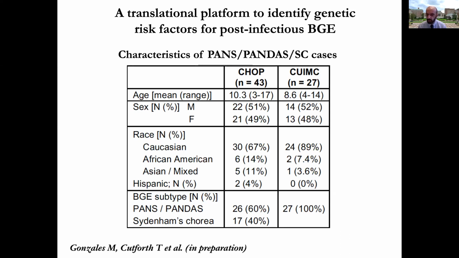And basically the subtype, the majority are PANDAS and PANS, but we did have 17 patients that had syncytial. And so we were able to determine commonality and differences in these genetic risk factors. And this again has been a great collaboration between Mike Gonzalez in the laboratory of Hakon Hakonarson and Tyler Atforth, an associate research scientist here at Columbia.